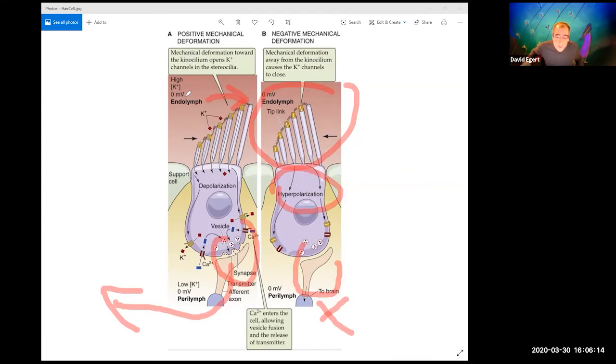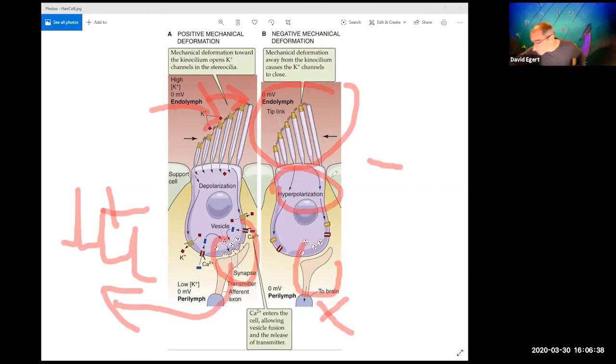So for the purposes of our class, don't worry about the details of the voltages. Just know that when you bend it towards the kinocilium, it becomes more positive and we get more signals going down the neuron. When you bend it away, the voltage becomes more negative and you have less signals. All right.